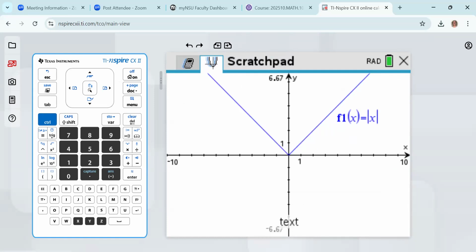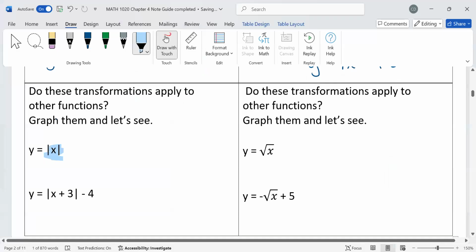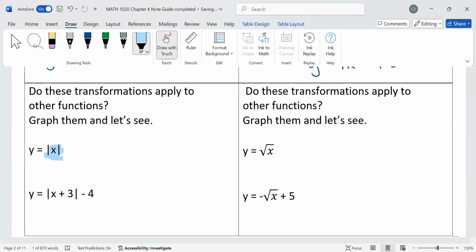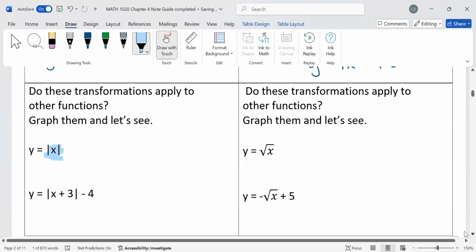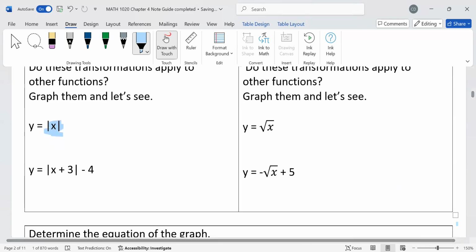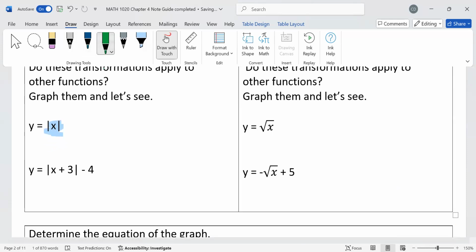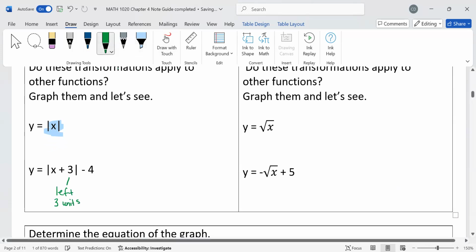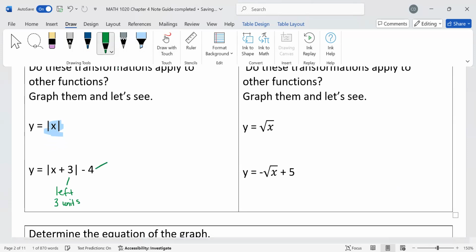All right, so let's look at our notes. We have plus 3 on the inside, minus 4 on the outside. So you can think about, what do you think it should do? If it's a plus 3 on the inside, that's a left-right movement. It's the opposite direction. So that means I should go left 3 units. And inside means it's inside a grouping symbol. This is inside the absolute value bars. This is outside, that's an up-down movement. It's negative or minus, so it's going to be down 4 units.